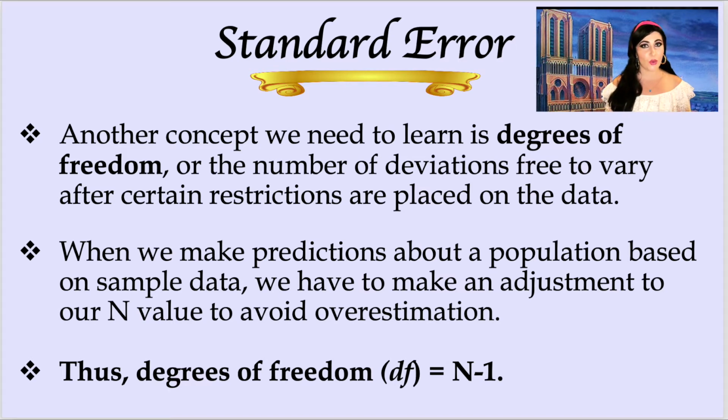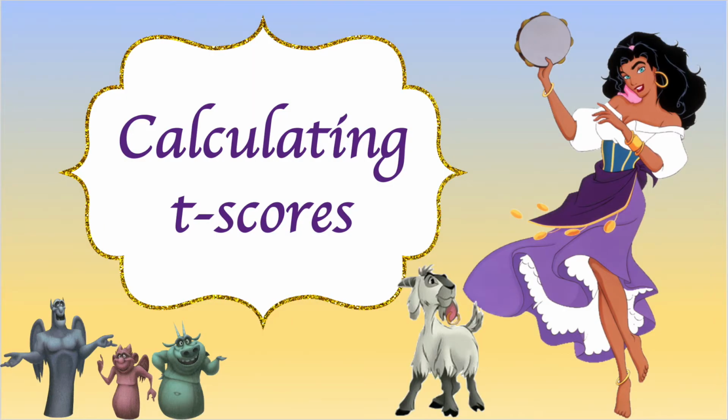You may be thinking, what do I need degrees of freedom for? That part is coming up next. Just remember for now, the most important thing you need to know is that degrees of freedom is equal to n minus 1. So keeping that degrees of freedom formula in mind, let's move on to talking about t-scores.